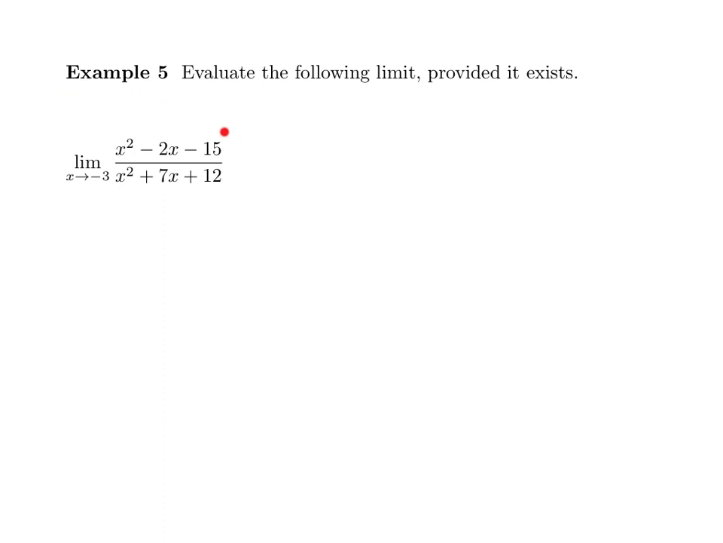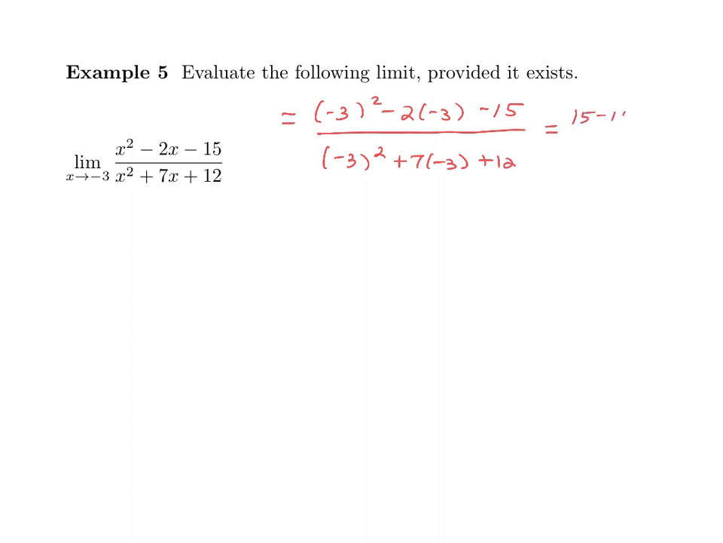Continuing with example 5, let's compute this limit. Can we simply take -3 and put it into all the x's to get our answer? That's a good first step. Let's check it out. That's -3 squared minus 2 times -3 minus 15 all over -3 squared plus 7 times -3 plus 12. The top is going to be 9 plus 6, which is 15 minus 15. And then we have 9 minus 21 plus 12. That is 0 over 0. So unfortunately, this approach did not work. This limit may or may not exist, but we just can't do it this way.